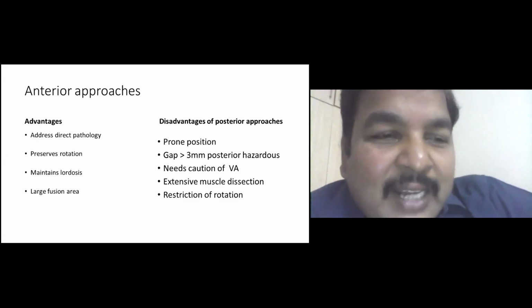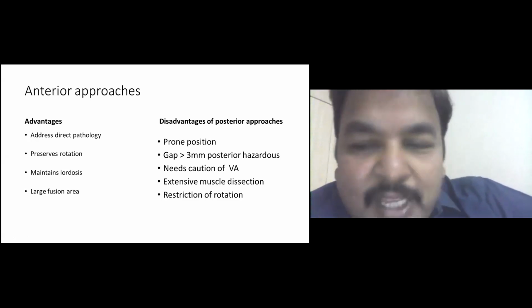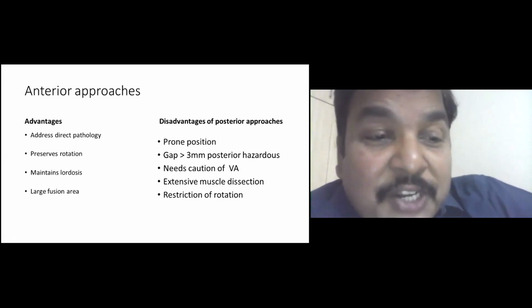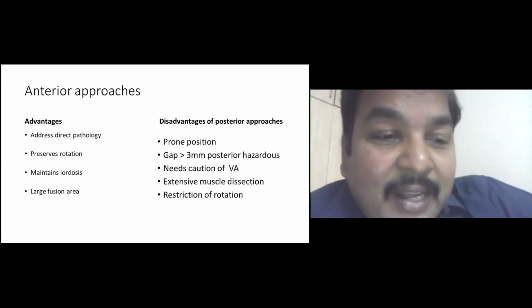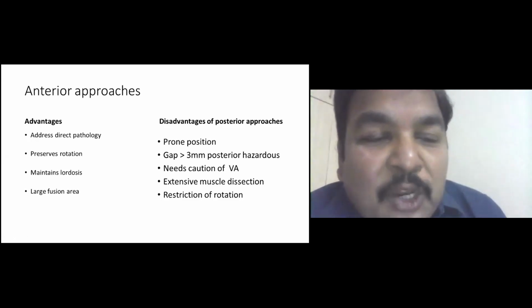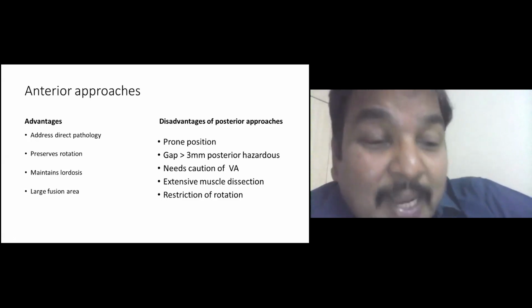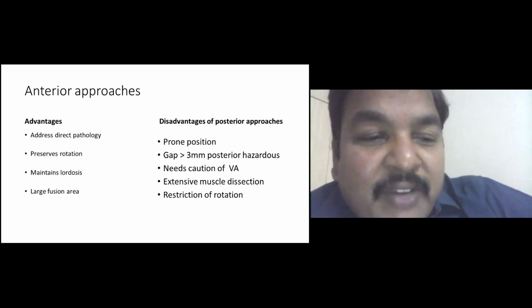Here we are only tackling or fusing C2, C3, which preserves the C1, C2 rotation. You can very well maintain the lordosis by simple maneuvers like putting a lordotic curve to the plate, and you have a large fusion area between C2 and C3.